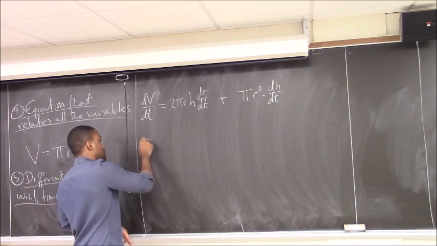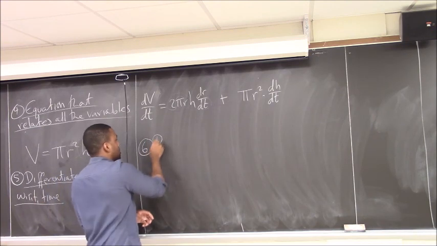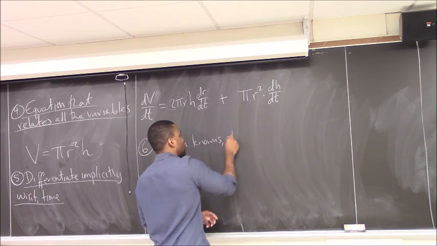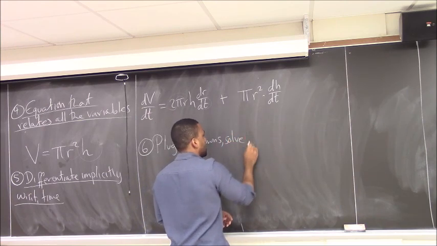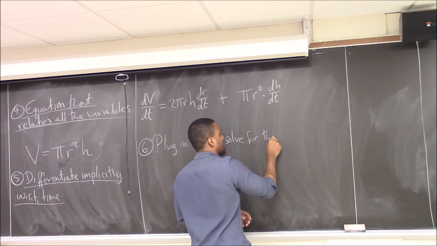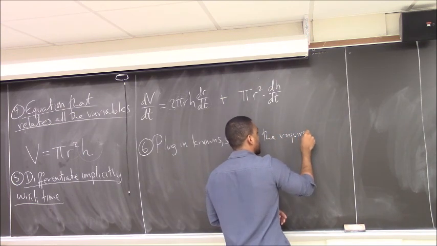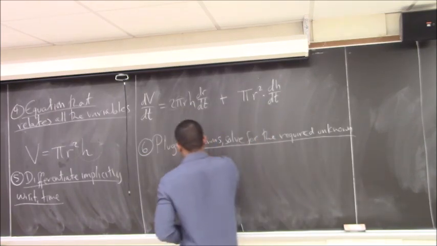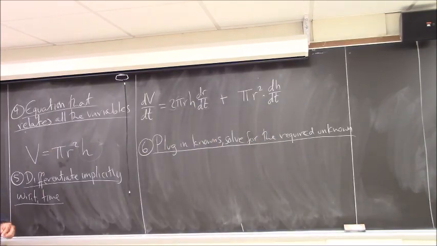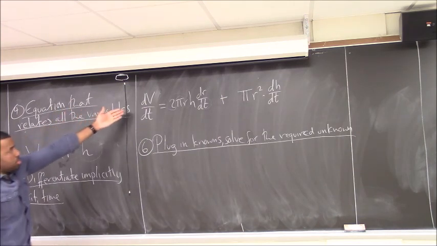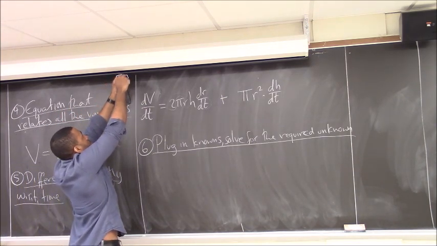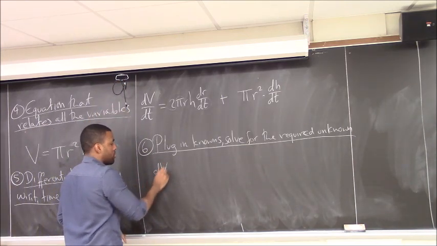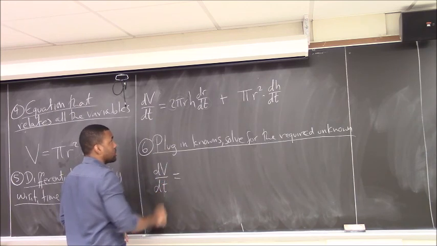Which brings us to step 6. Now step 6 is plug in knowns and solve for the required unknown. So in this equation, I'm going to start plugging things in. So what about dv dt? We don't know. In fact, that's kind of what we want to figure out, right? So in step 3, we realized that's what we want to figure out.